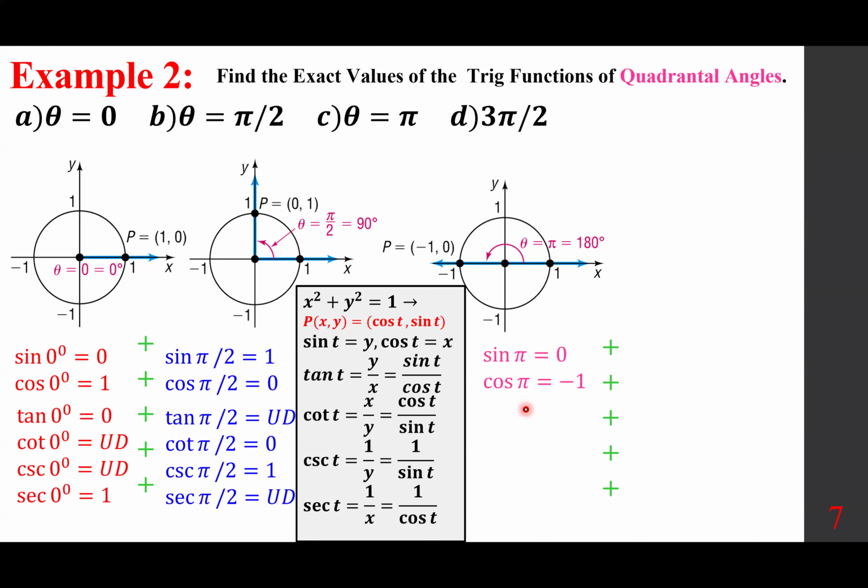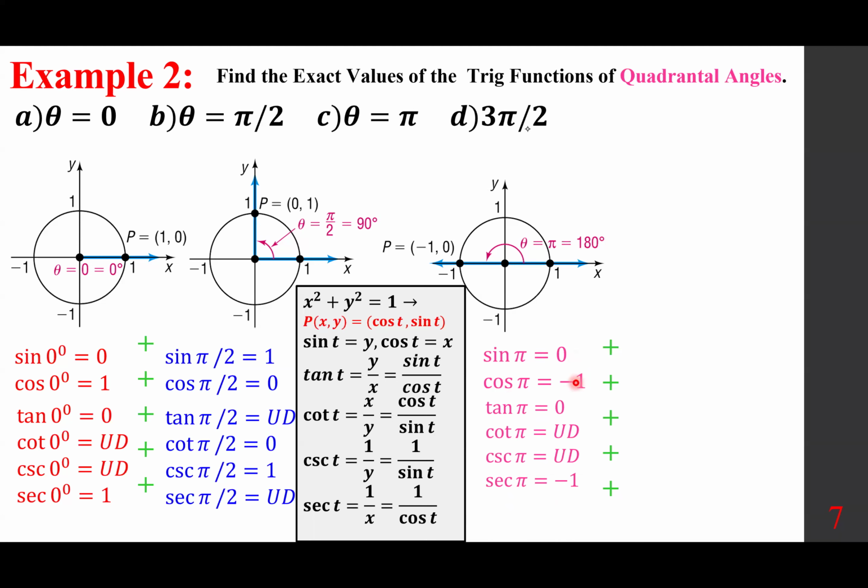Tangent is sine over cosine, which becomes 0. Cotangent becomes undefined. Cosecant is 1 over sine, undefined. Secant, 1 over negative 1, is negative 1. So those are common arcs. We should know the values, and they're easily calculated.